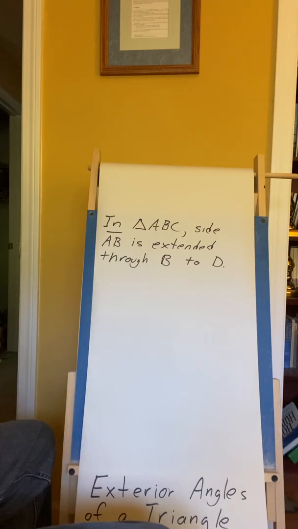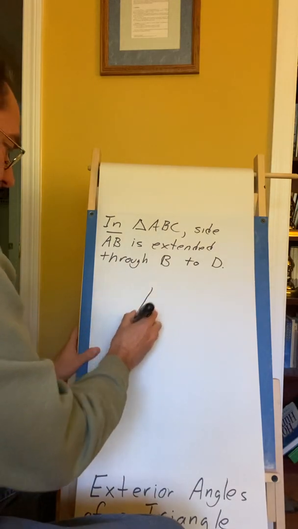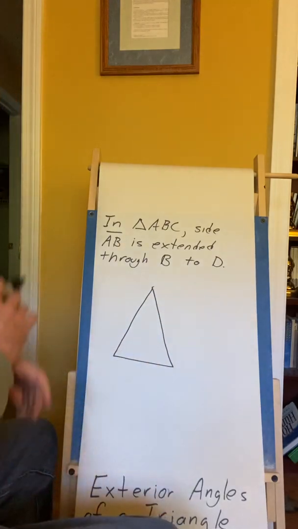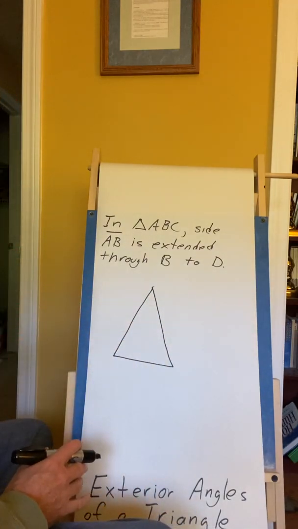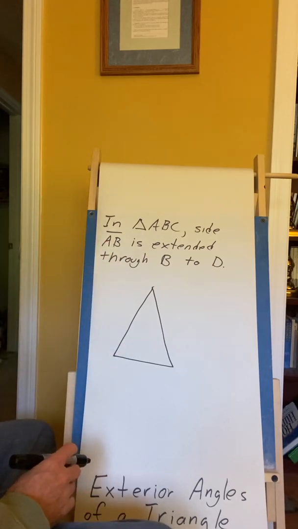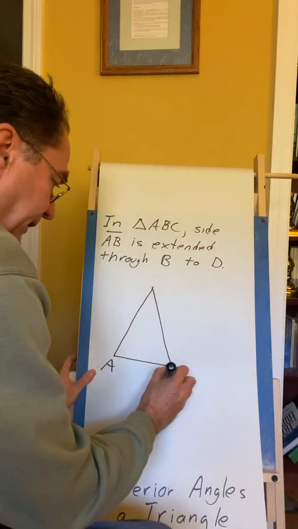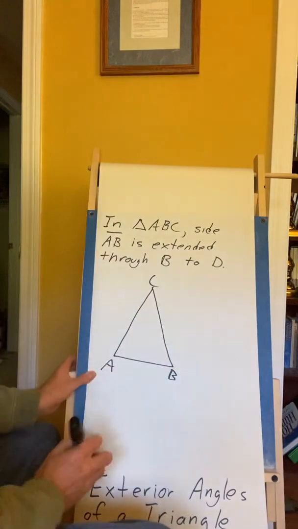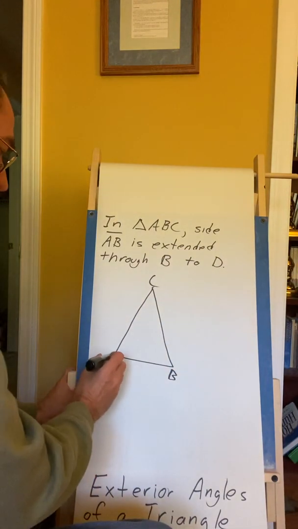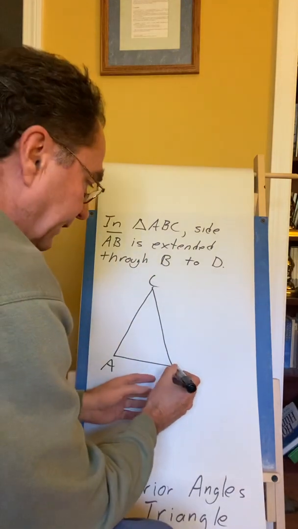So let's draw this diagram, okay? Make a triangle. And you can really label it any way you want because you can have an exterior angle at any of the three vertexes. It doesn't matter. But I'll just do it this way to make it look nice. A, B, C. So now what it says is side AB right here is extended through B right there to D.